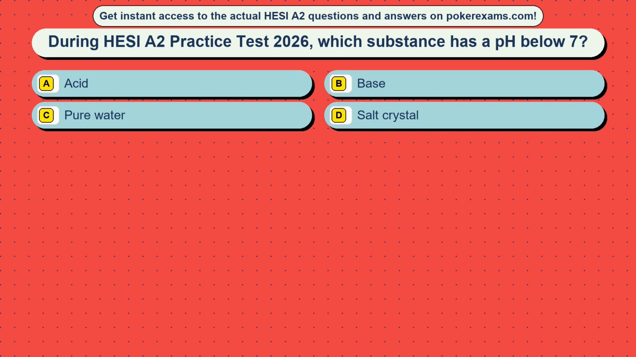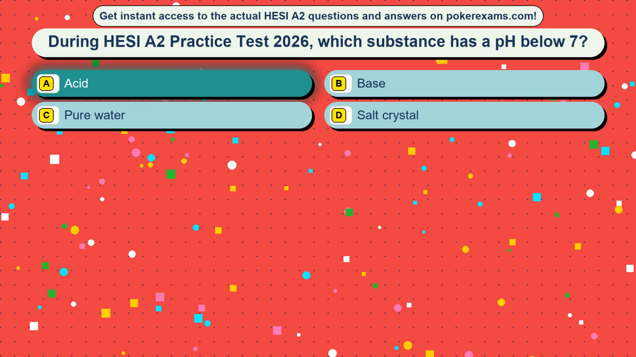Question 21. During HESI A2 Practice Test 2026, which substance has a pH below 7? Option A, acid. Option B, base. Option C, pure water. Option D, salt crystal. The correct answer is option A, acid.